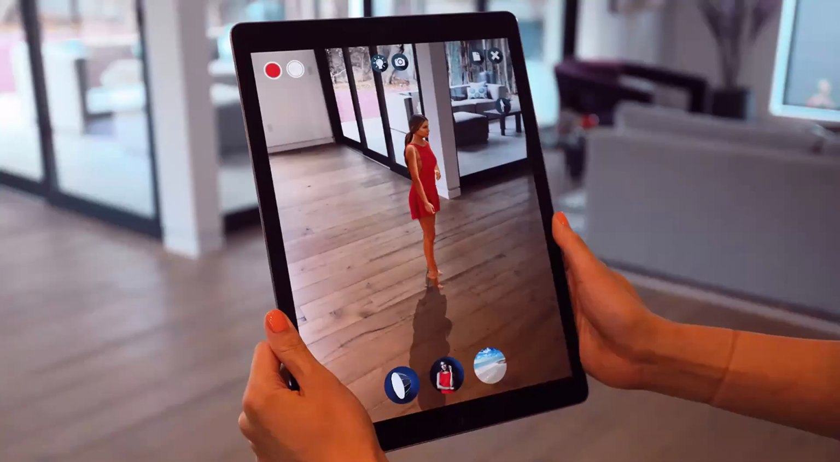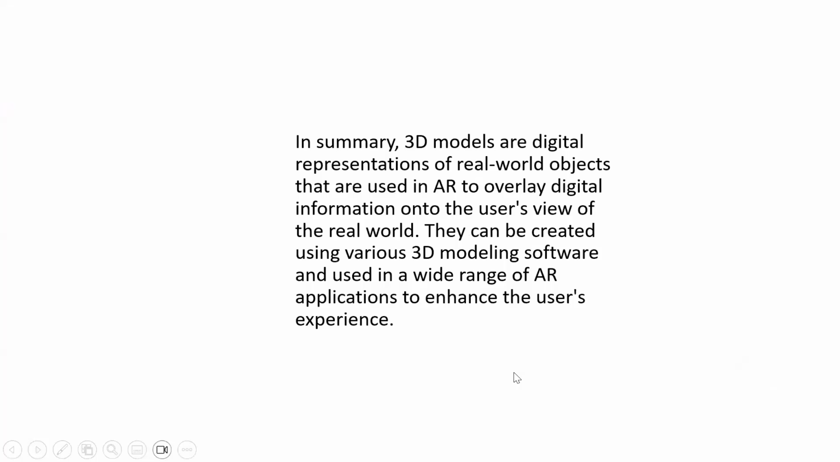Here you can see a lady standing in a room, and that particular lady can be changed into different objects. These are the three objects available to choose from. So 3D representation is basically real world objects overlaid into a digital world, or information is overlaid onto the real objects, and that is how 3D modeling software is useful in AR.